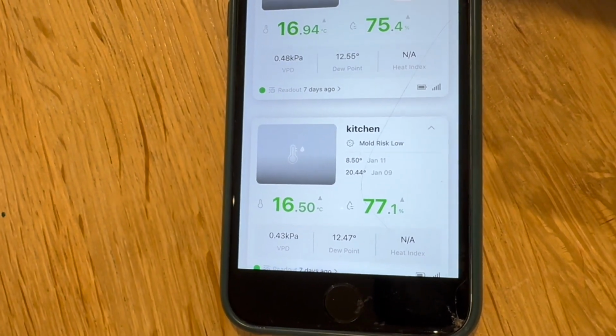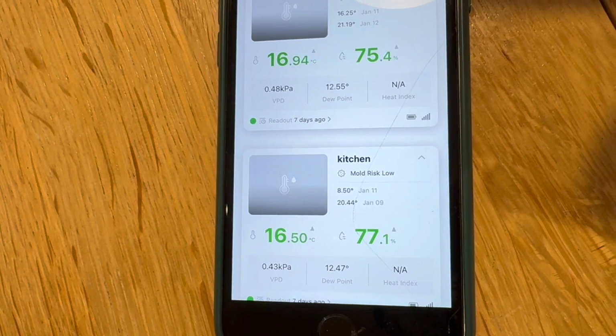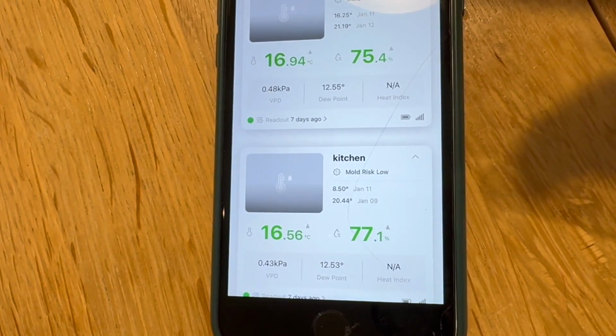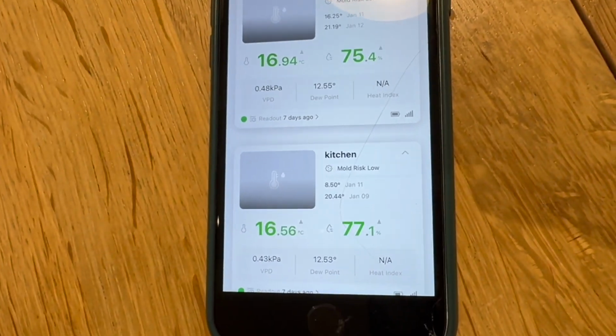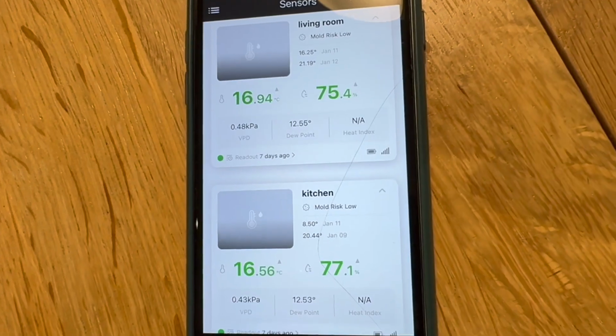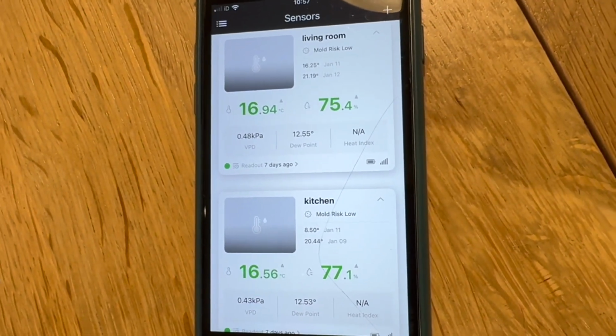So if in the living room you have 45% relative humidity, you would have roughly 100% relative humidity, and condensation would be on the bay. So that's the importance of relative humidity.